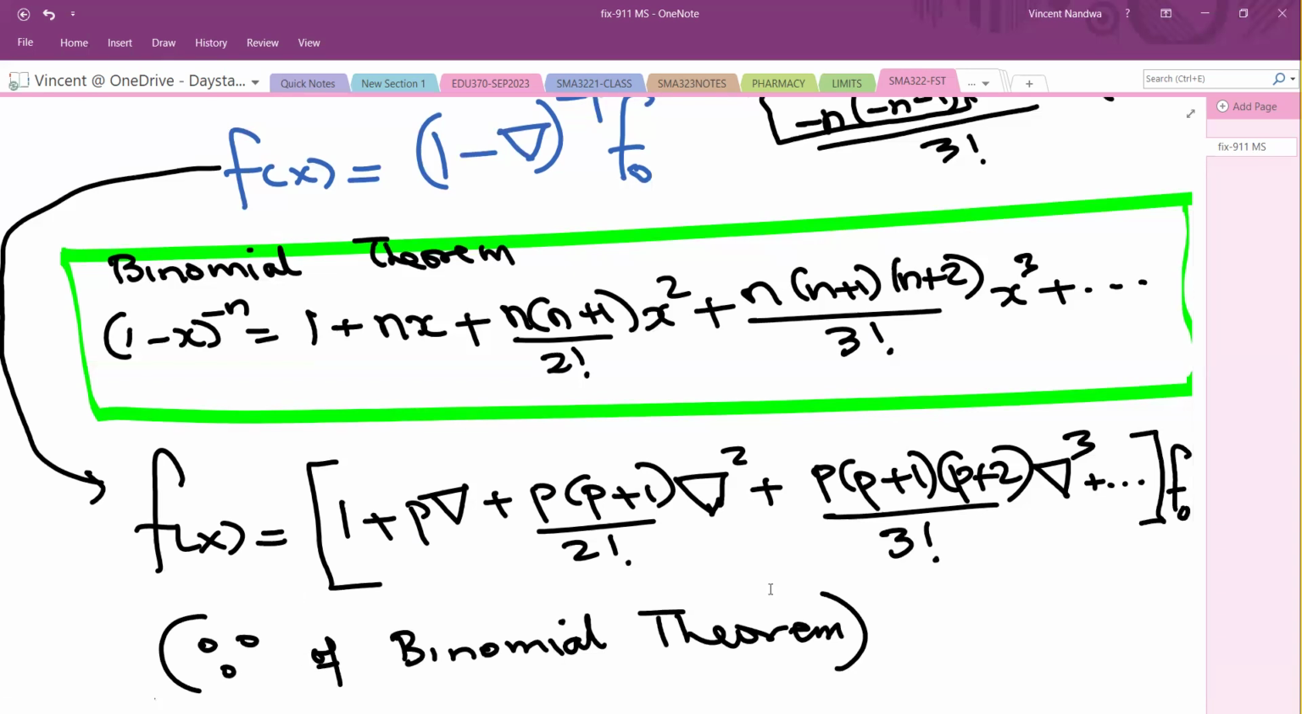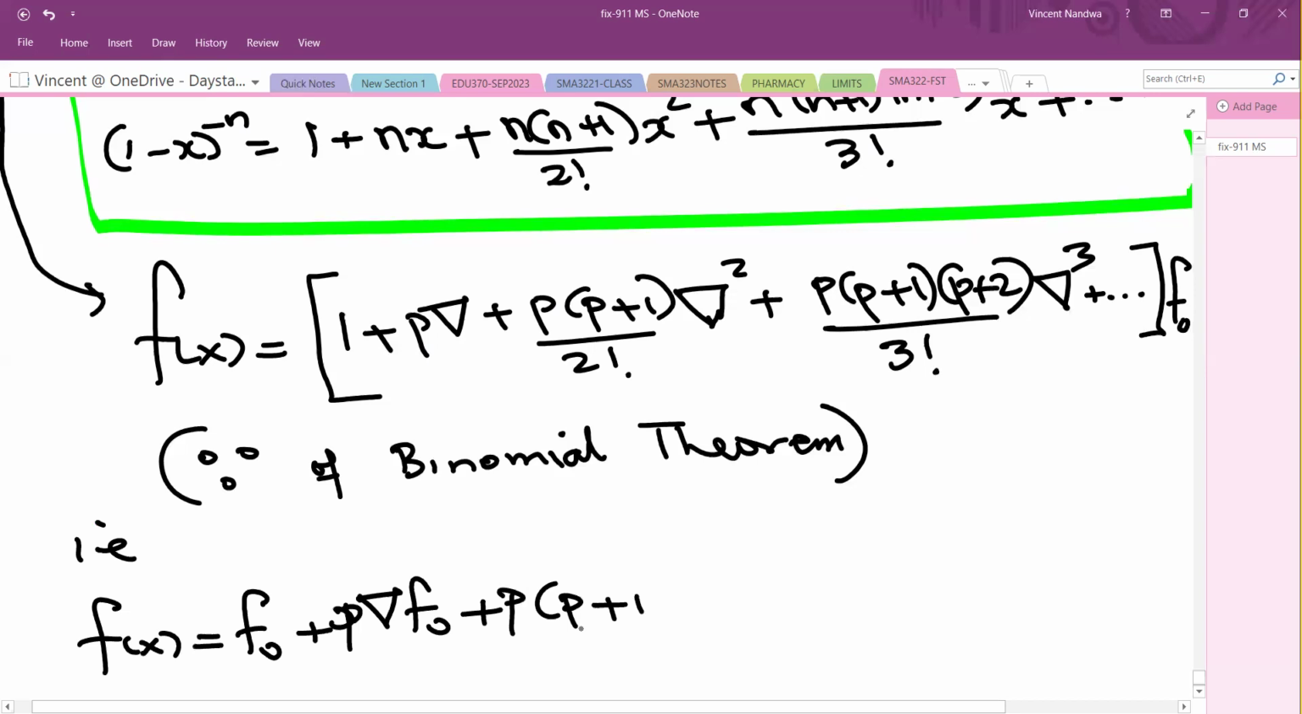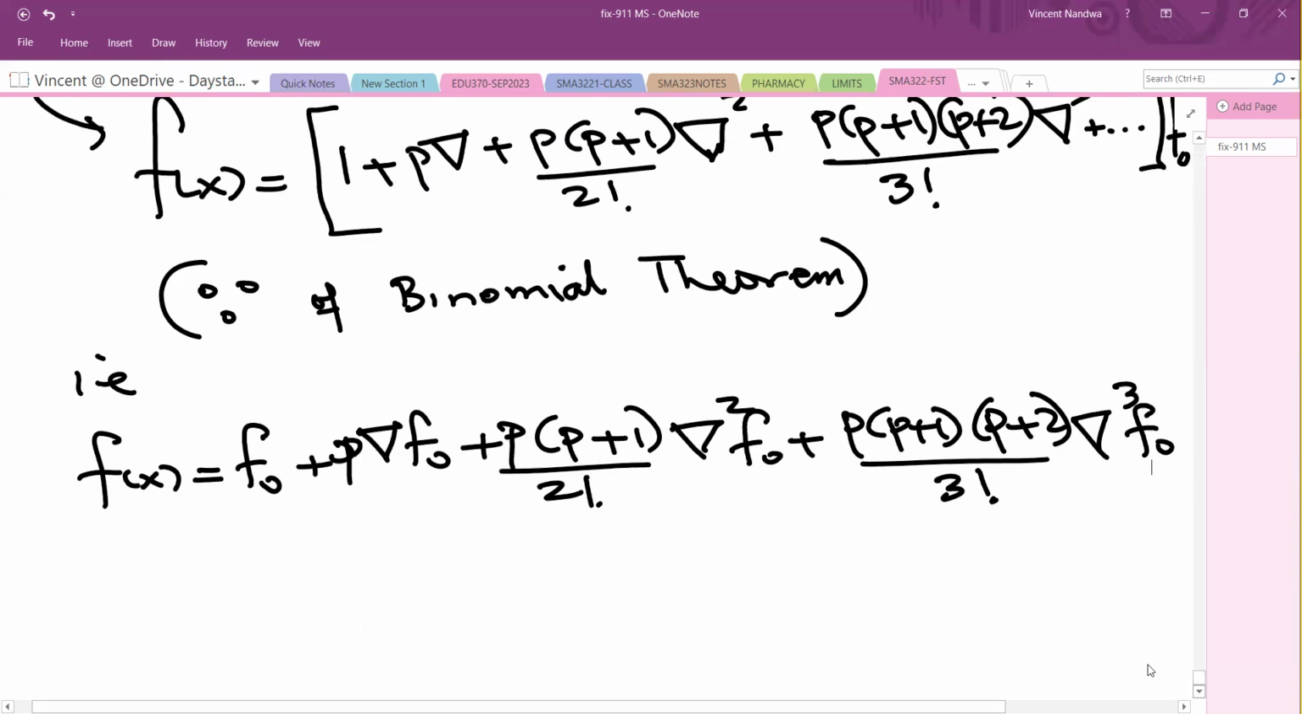We do the same process that we did previously. So multiply each term by f naught. So I'll have f of x will be f naught plus p backward of f naught plus p into p plus 1 over 2 factorial backward squared f naught plus p into p plus 1, p plus 2 over 3 factorial backward cubed f naught, then plus other several terms which take the same structure.